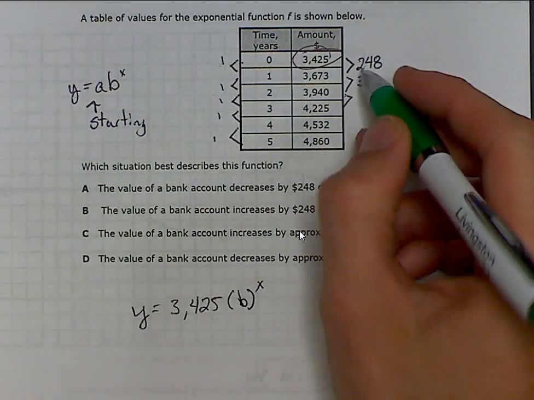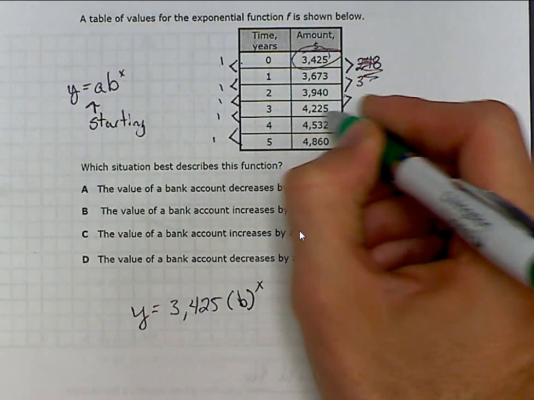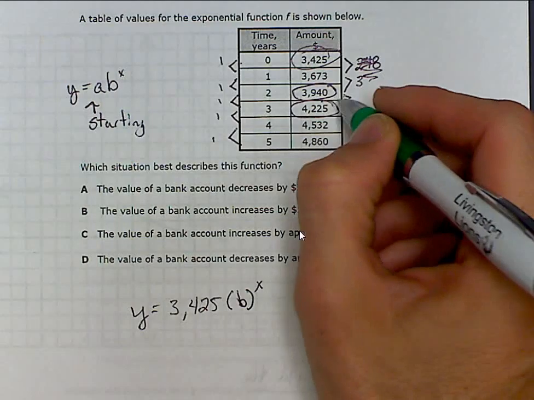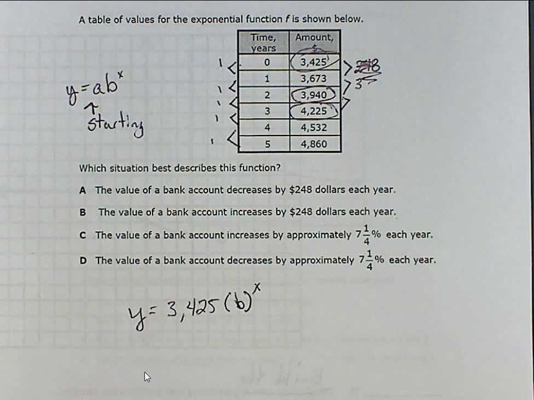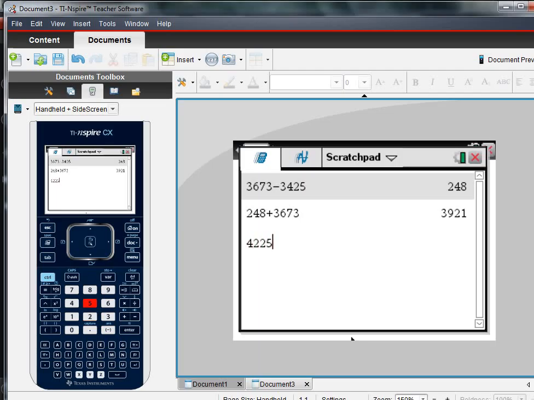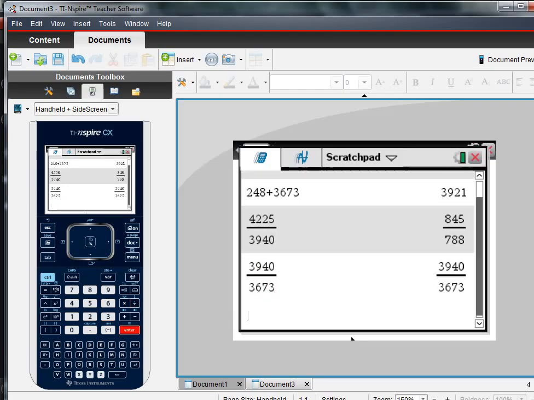If this is truly exponential, I can take this number and divide it by this number, and I'll get something. Doesn't matter which number. So I'm going to take 4,225 and divide by 3,940, and that's what I get. Now, I can also take 3,940 and divide by 3,673, which is the next lowest one, and I should get the same number. But I don't. So what can I do?